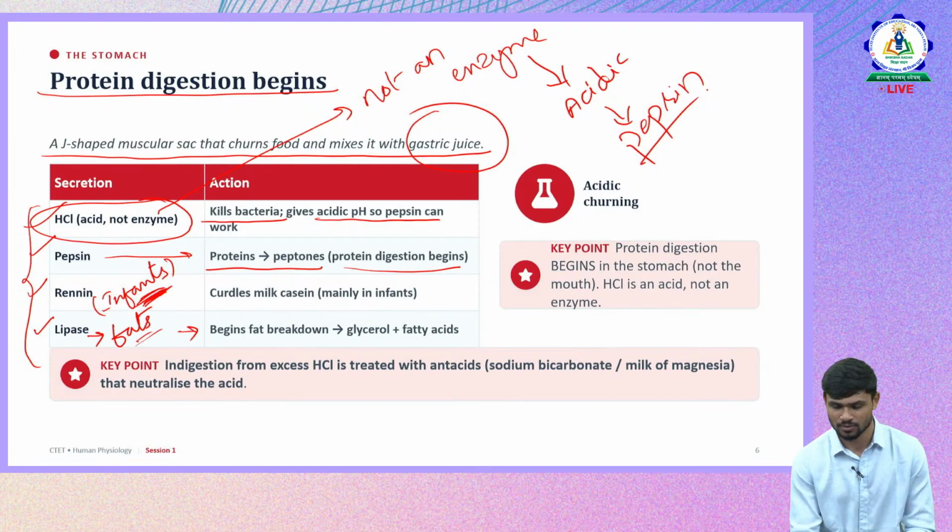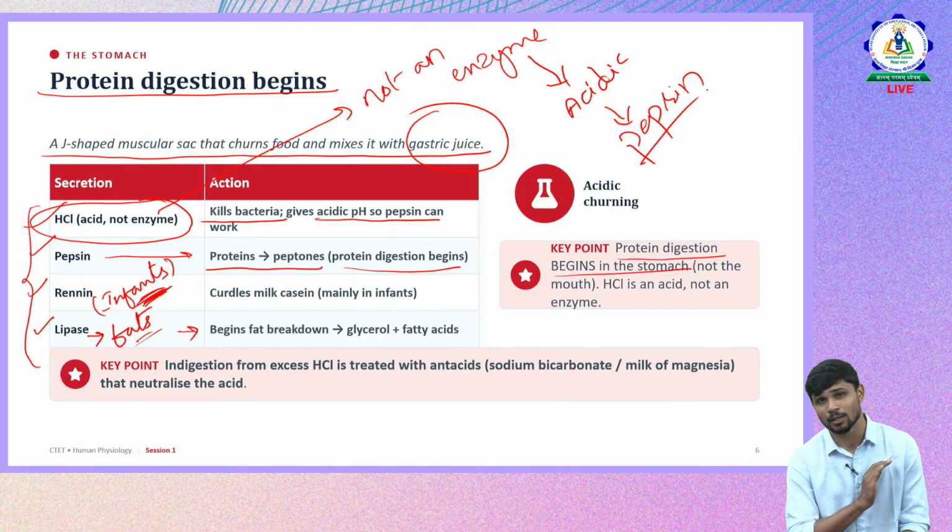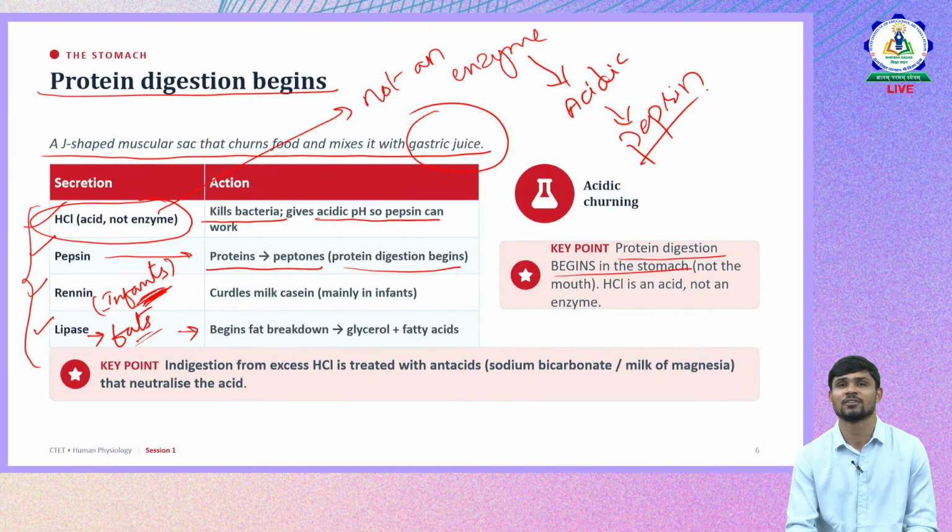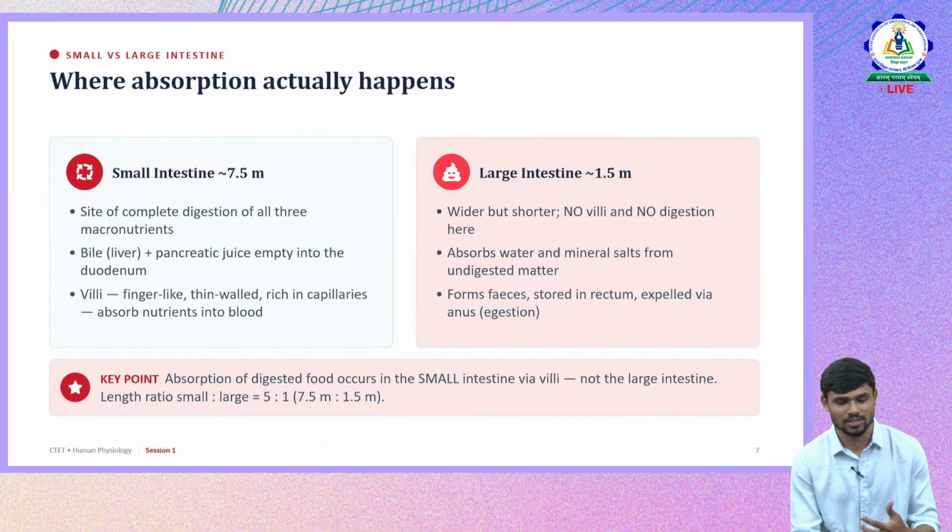So protein digestion actually starts from the stomach, but it is not a complete digestion in the stomach. In the stomach there won't be complete digestion of even protein and fats. It just starts, to an extent. So this is about the stomach.